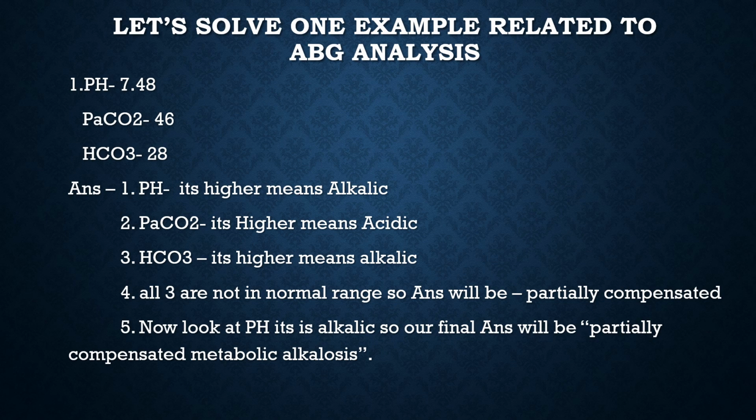Now fifth step here is we will look at the pH. Now pH is going toward the alkalosis. So we will see the other values, and whichever is going toward the alkalosis, we will give a name of that value. Like here we see that pH is alkalic and HCO3 is also alkalic. That's why it will become partially compensated metabolic alkalosis.